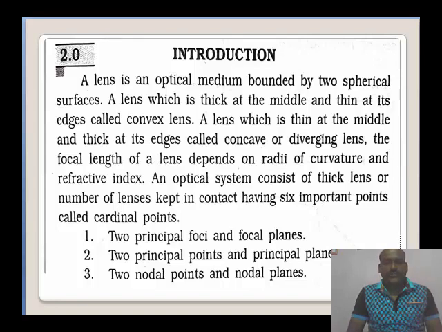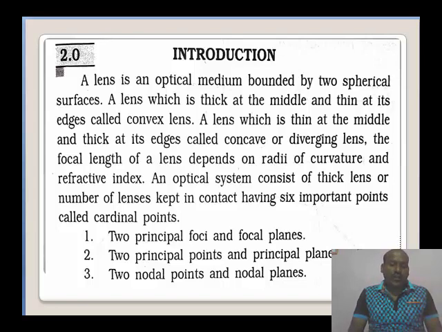An optical system consisting of thick lenses or a number of lenses kept in contact has six important points that are called cardinal points. What are cardinal points? These are points present on the principal axis. They are helpful in forming the image and determining the size of the image. These are the cardinal points.